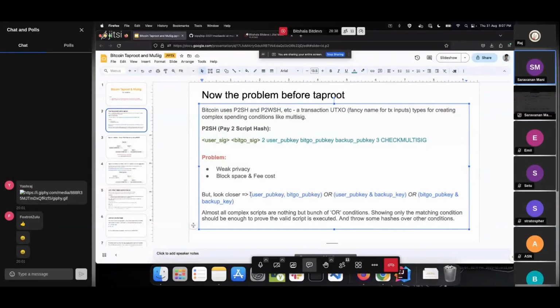So in this example, what we can do with this rephrasing is, if I want to present user signature and Bitgo signature, I don't need to talk about these two combinations.